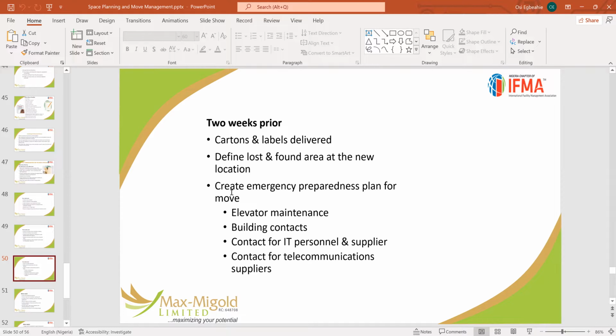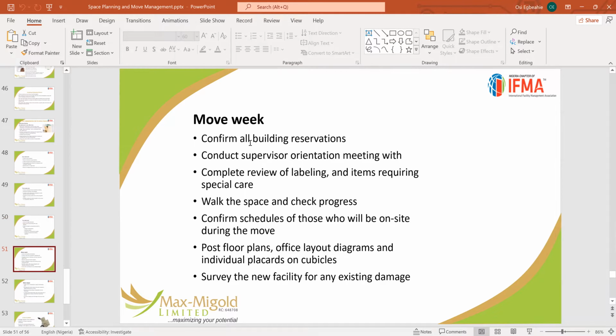Create an emergency preparedness plan for the move. Elevator maintenance, building contacts, contact for IT personnel and supply, contact telecommunication suppliers, and all that. The week of the move, also confirm all building reservations are fine.